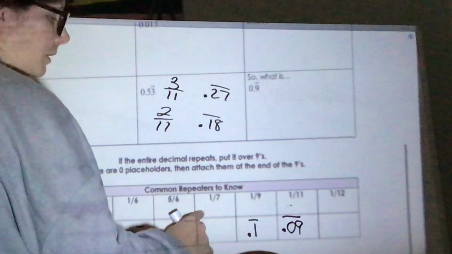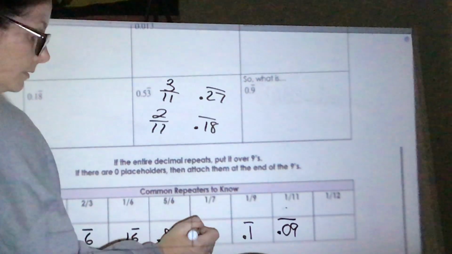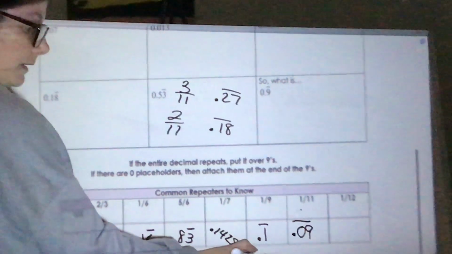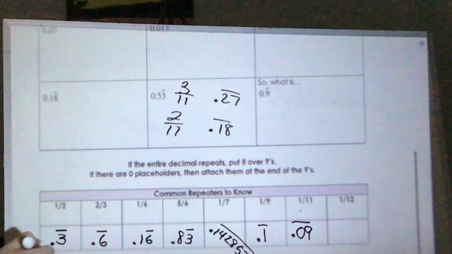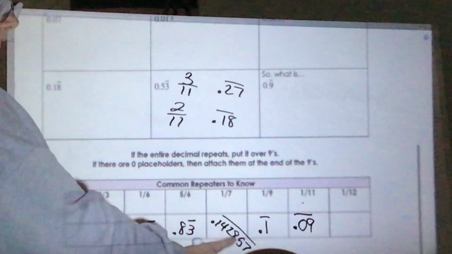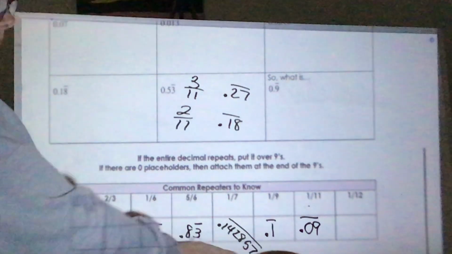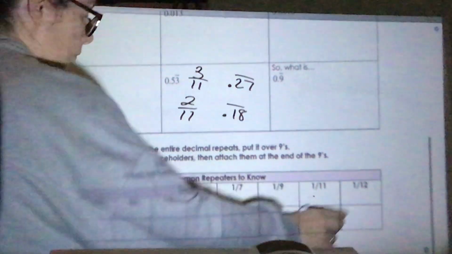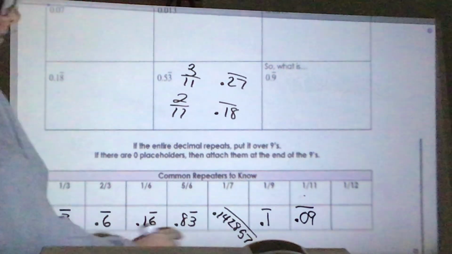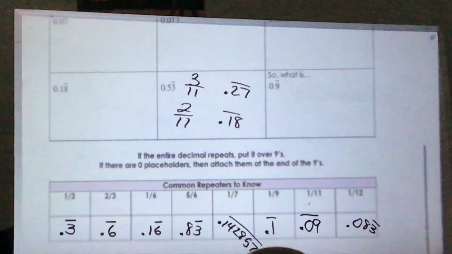Now for these two, there is a longer string of numbers that repeat. 1/7 is 14, 28, 57, and that all continuously repeats. So 14, your age, double it, and then put my age at the end. 14, 28, 57 repeated. And then 1/12 is half of a sixth. So it's going to be 0.083 and just the 3 repeats.